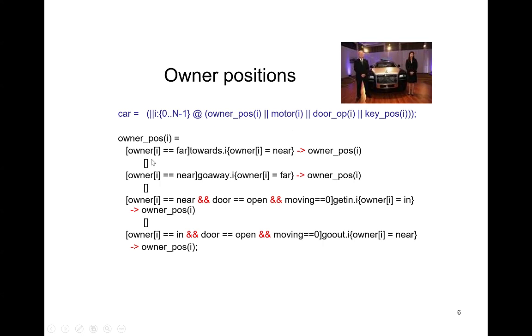Initially, the driver is far away and can perform an event. Here is a condition: owner equals phi is a predicate capturing the condition before the event called towards. I is just the index of a process parameter, so I equals 0 may represent the husband, and I equals 1 represents the wife. Say I equals 0: the husband is initially far away and can walk towards the car, and the driver's position will change from far away to near the car. So that's one of the events.